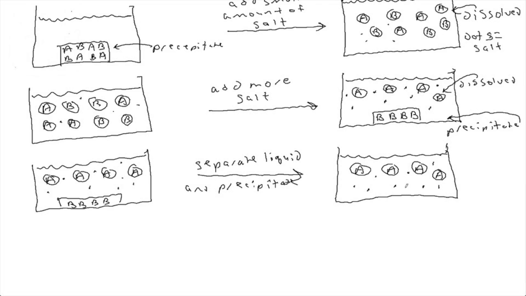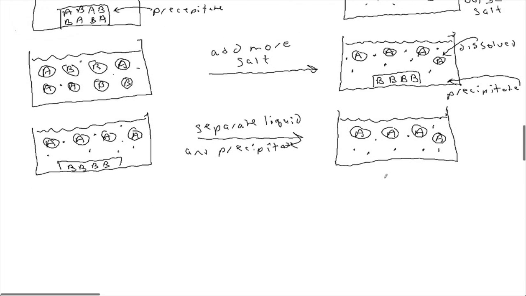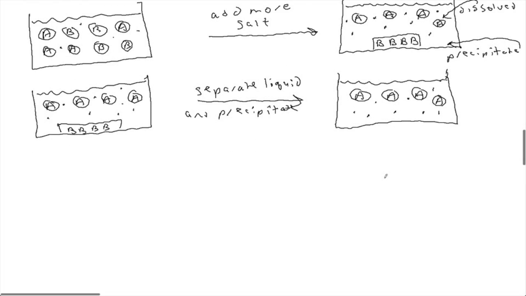Okay, anyway, there's one problem here now. Now we have A purified. But the problem is that high salt concentrations can denature proteins, or at least change proteins. So now that we have this purified, the only problem is we need to get rid of the salt.